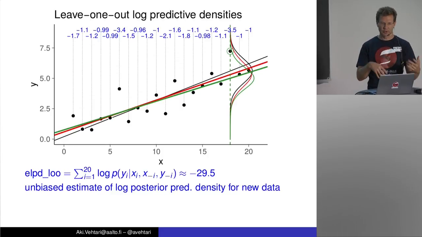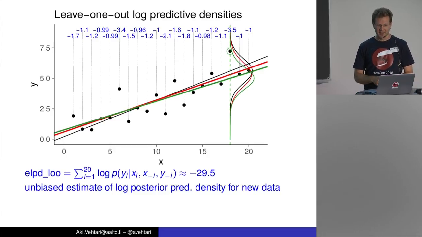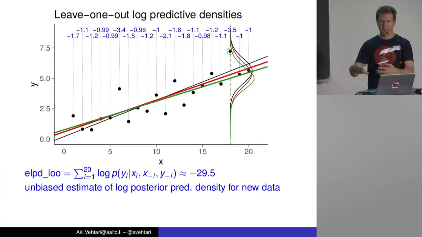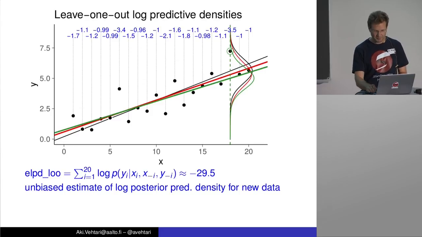So if we would use that red predictive density, but we would use it for completely new data, we could get on expectation the same answer.